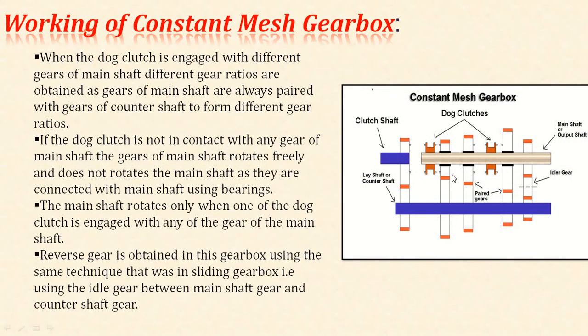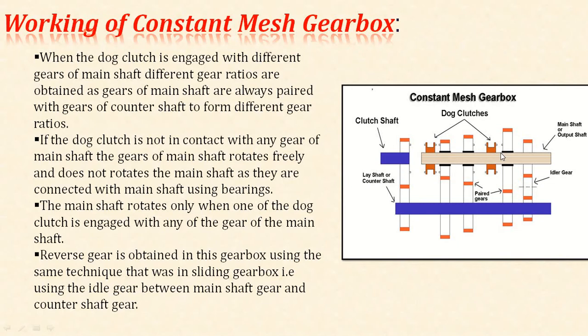Now, working of the constant mesh gearbox. When the dog clutch is engaged with the different gears, different gear ratios are obtained on the main shaft, as the gears of the main shaft are always paired with the gears of the counter shaft to form the different gear ratios.